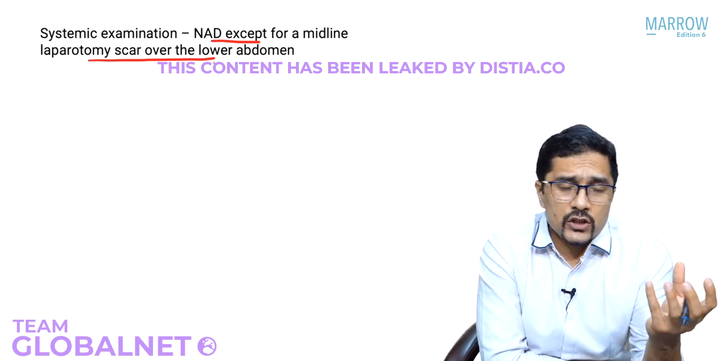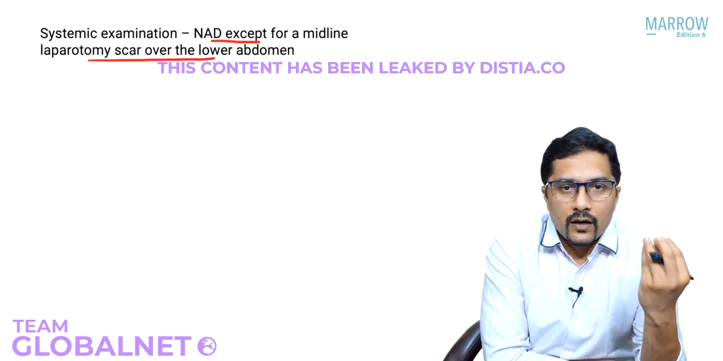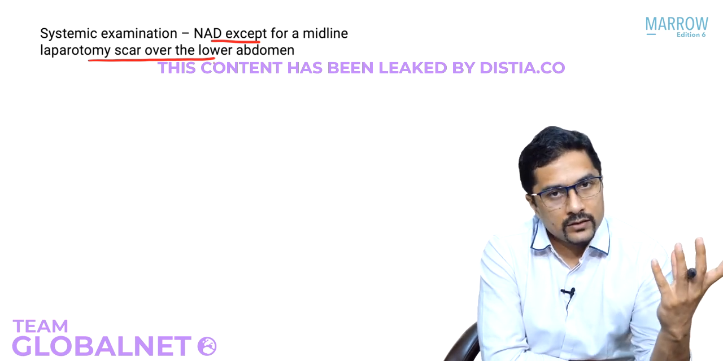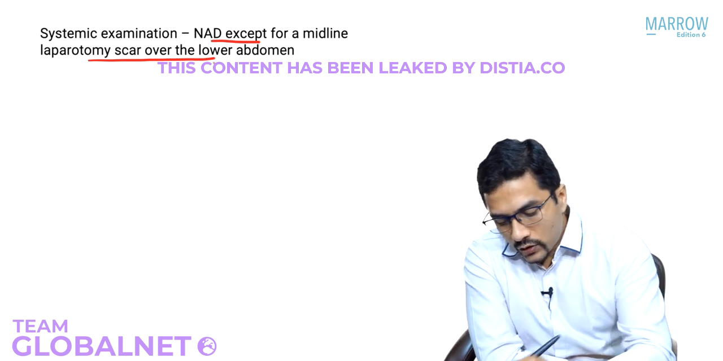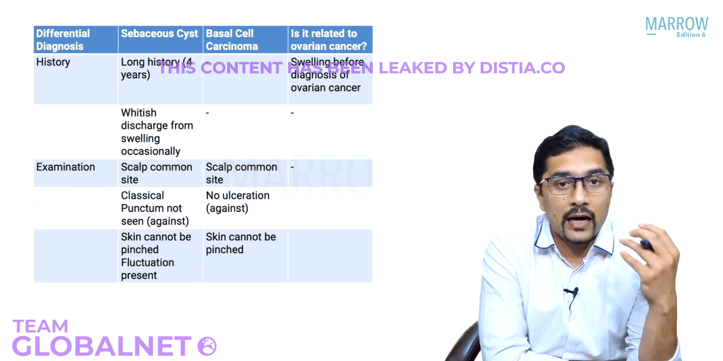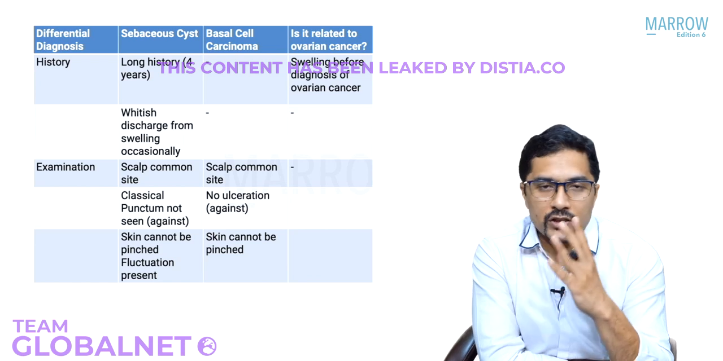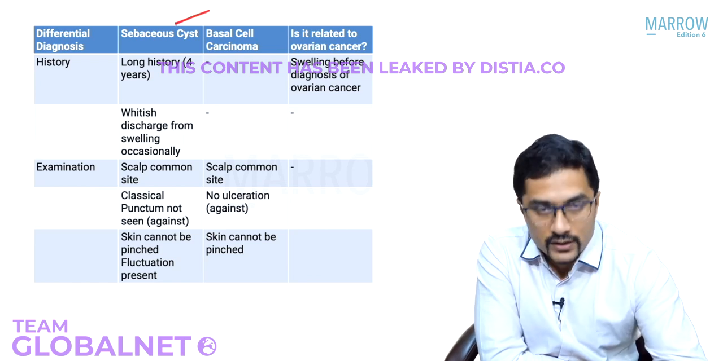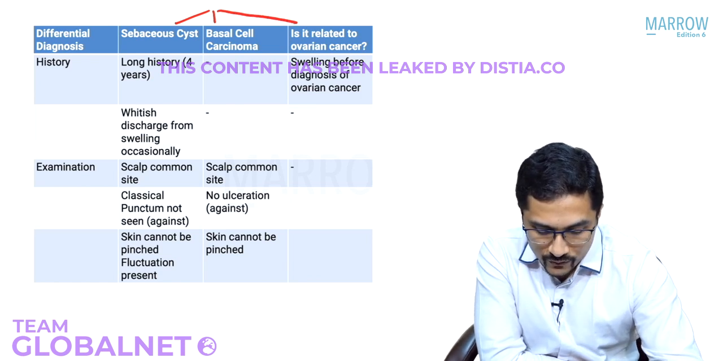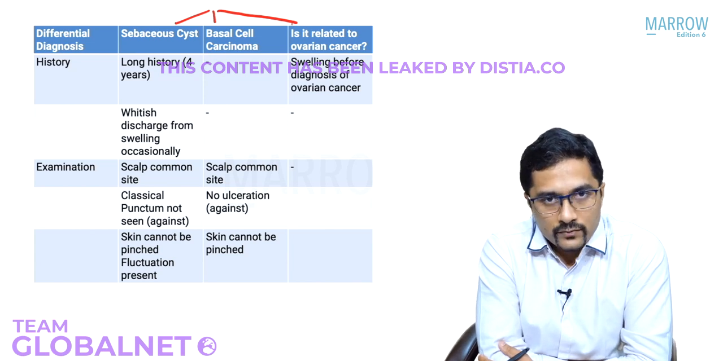Now, once you finish the history and physical examination, your examiner is now going to ask you what are your differential diagnosis. Okay, what is the differential? So, this is really important for you to understand how to come to differentials and how to support your differential diagnosis. Now, I've written down 3 differential diagnoses here. We've written down a sebaceous cyst, a basal cell carcinoma over the scalp, which is also a common area, and whether it is related to ovarian cancer or not.